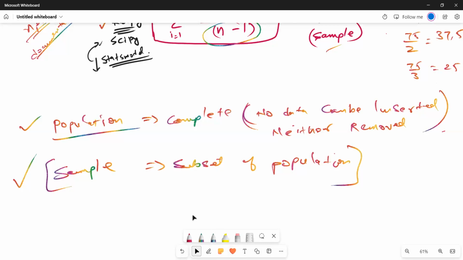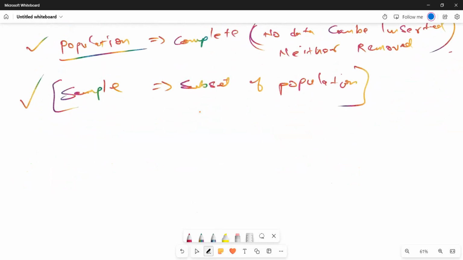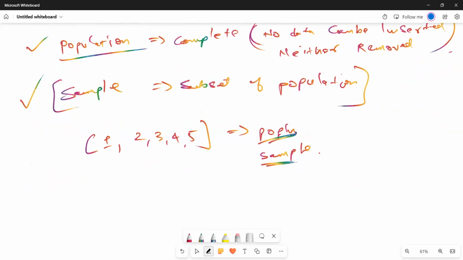All right. For example, let's say your data set is 1, 2, 3, 4, 5. This data set can be a population, and the same data set can be a sample. This purely depends on the case study you're handling, the problem statement you're dealing with, and your sample can contain the complete population as well. There is absolutely not a problem. Since a sample is a subset, this is the subset.